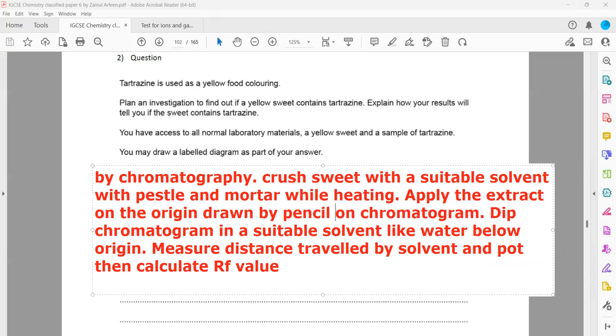Sorry, repeat what you said. We say place the chromatogram in the suitable solvent, not there. Dip it, because dipping would dissolve the extract in the solvent. Or if you mention dip, then you use the term that the origin should be above the solvent level. That is also fine. Okay, like you specify that.